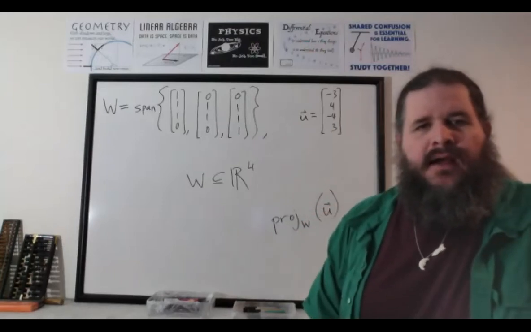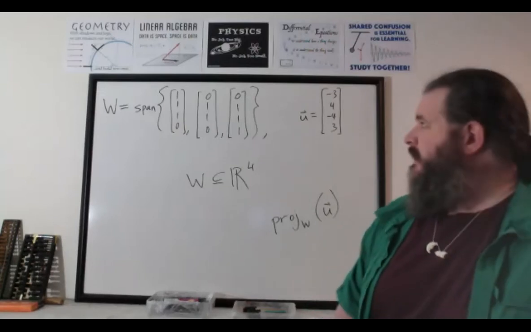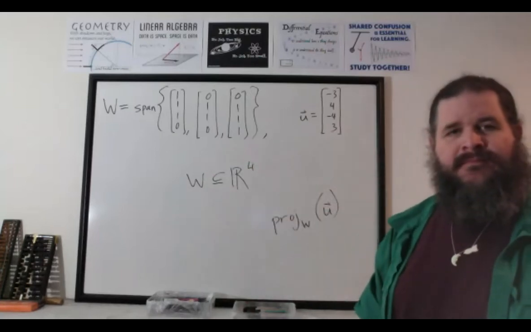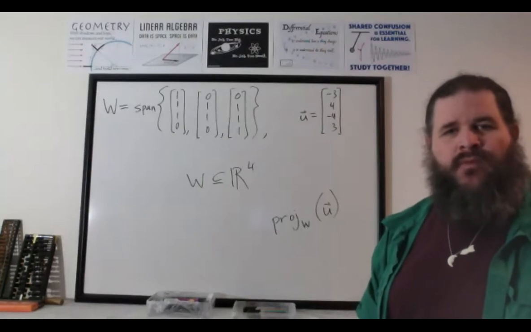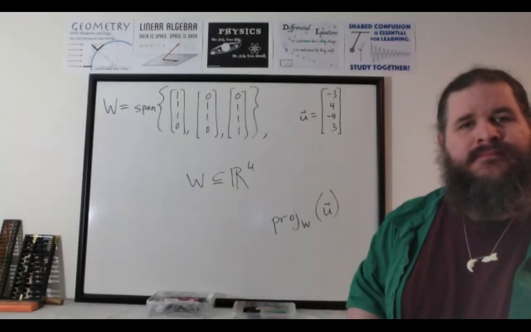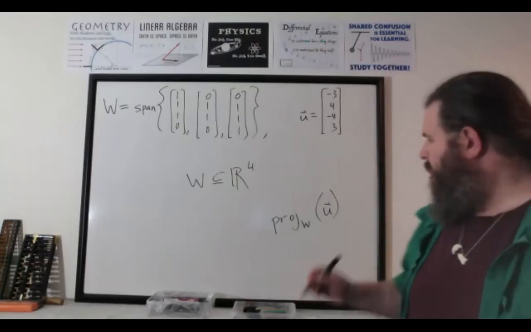So to do that, what do we need to find first? What's our general method for projecting any vector onto a subspace? You find the projection matrix. Is that what it's called?